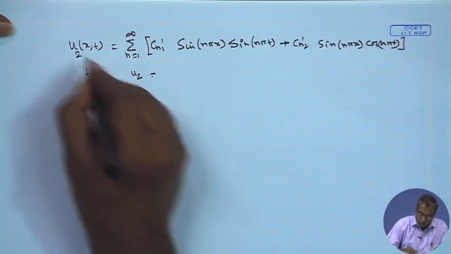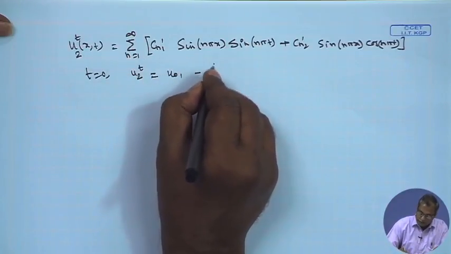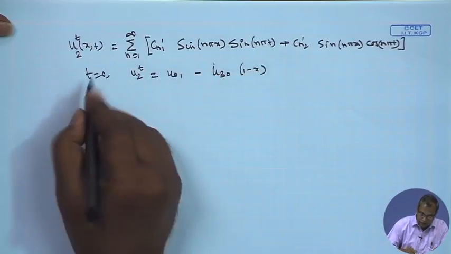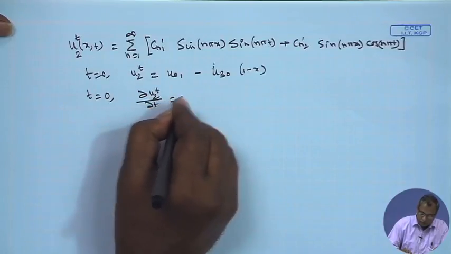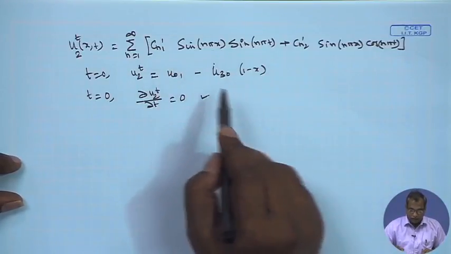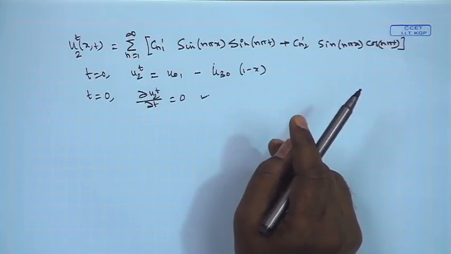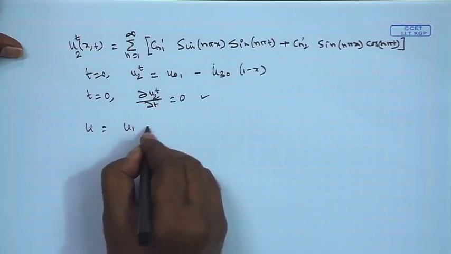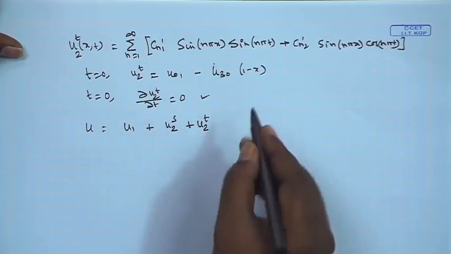u2t will be equal to u01 minus u3 naught into 1 minus x, and at t is equal to 0, we have del u2t del t will be equal to 0. So, because of this boundary initial condition, one of the constants will vanish and the other constant will be surviving. So, this will be the solution of u2t. Then we will be adding up all individual solutions and getting the complete solution. U is equal to u1 plus u2s plus u2t. So, that will be constructing the complete solution.